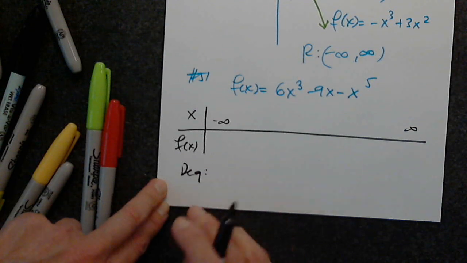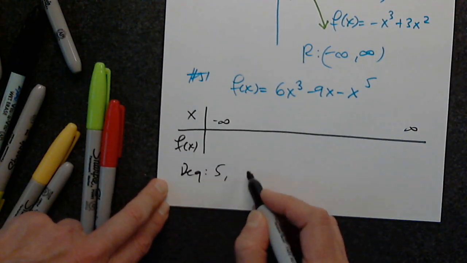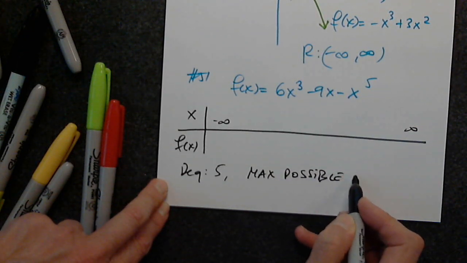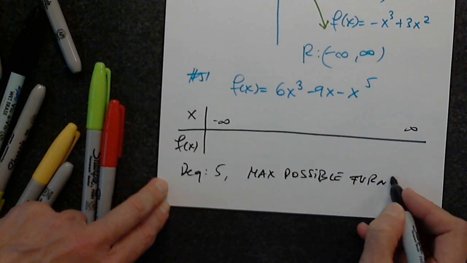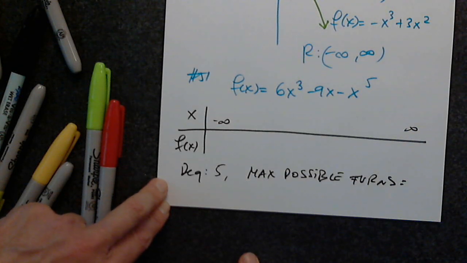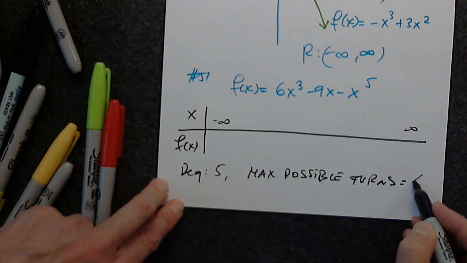Degree. 5. Max possible, not necessarily, number of turns. It doesn't have it, but it cannot exceed what number? 4.